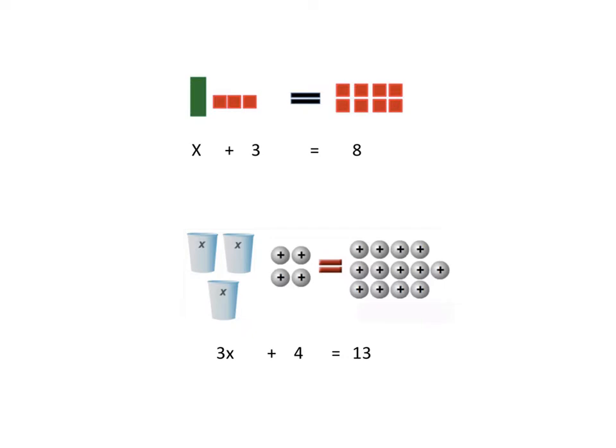Now at the bottom example, we have 3 cups that have an x on the inside that represents 3x. We have 4 little circles that have a plus sign in there, meaning plus 4. Then over here we have 13 plus circles, so that is a positive 13.